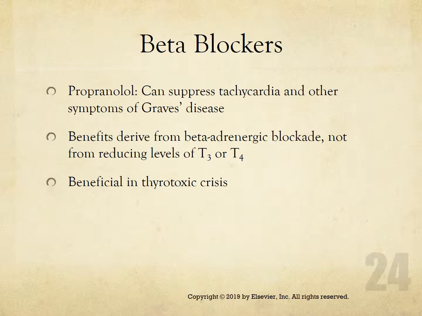Next, we have beta blockers, and this is the last one. The beta blockers are used to suppress the tachycardia. I mentioned that earlier with the symptoms of Graves' disease. So it's beneficial in that thyrotoxic crisis because, again, it helps with the tachycardia.